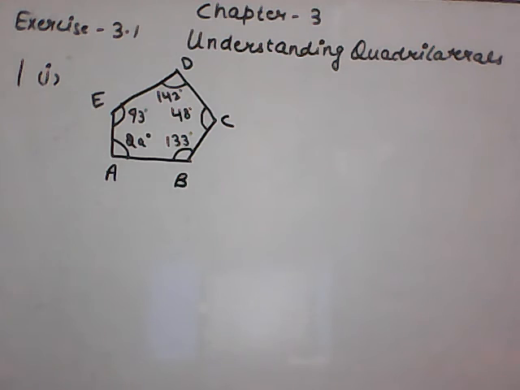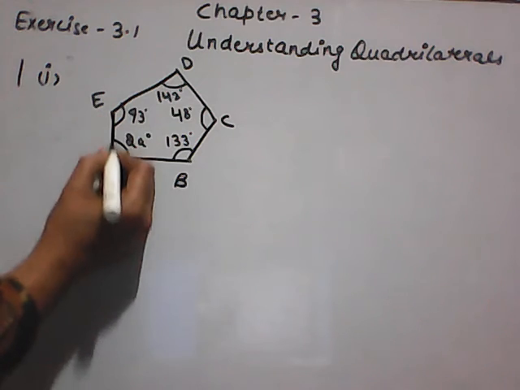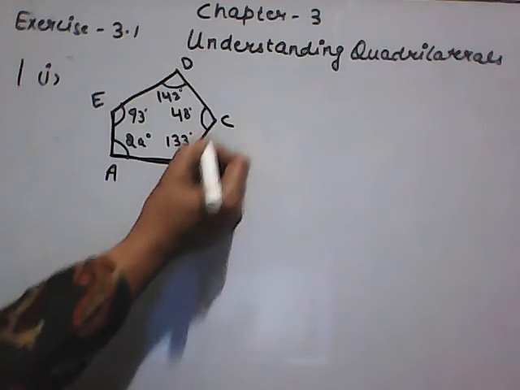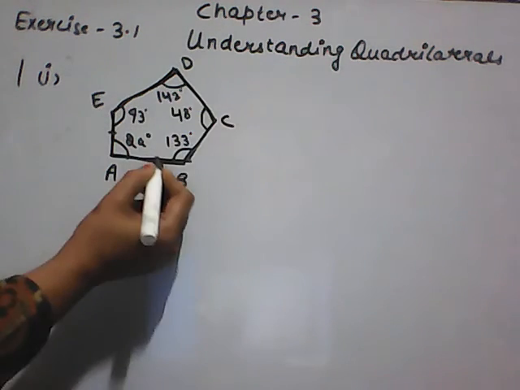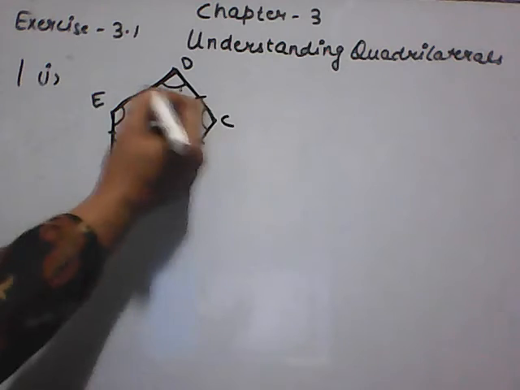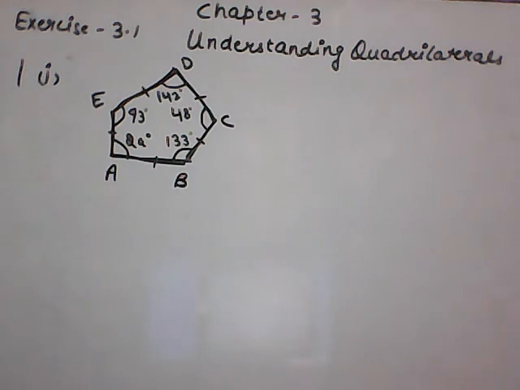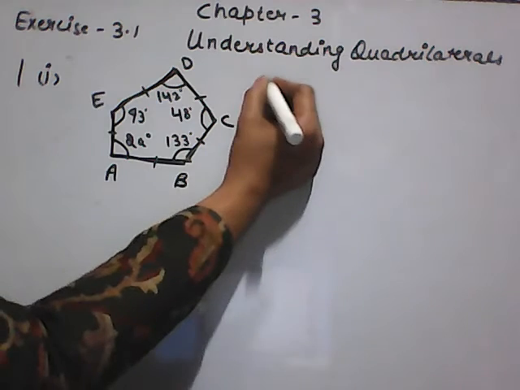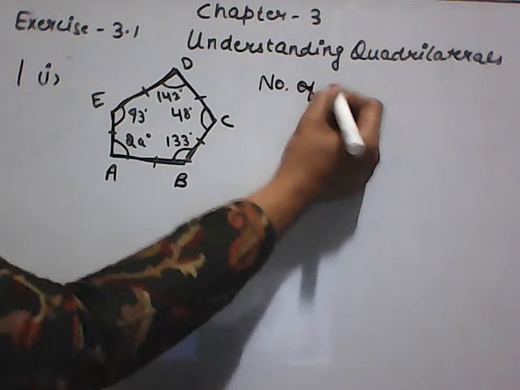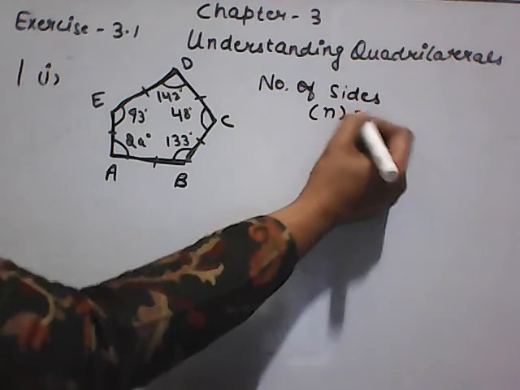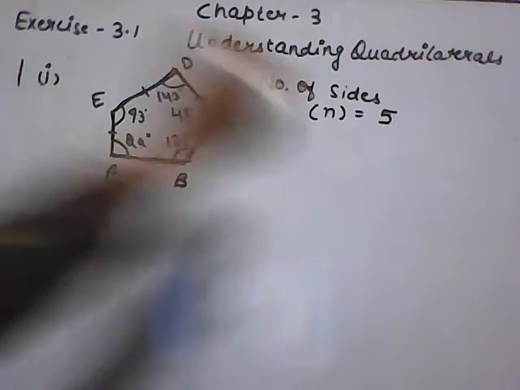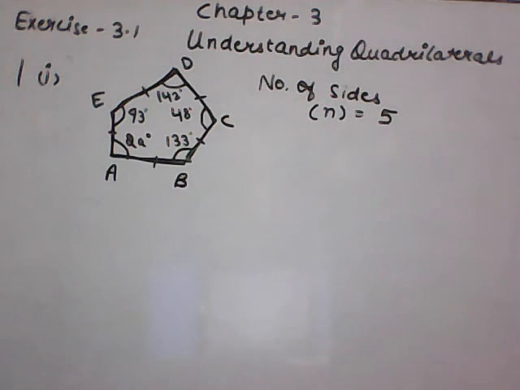Now, check this. This is a polygon as it is made up of straight lines. How many straight lines are there? 1, 2, 3, 4, 5. How many sides in this polygon? 5. So we can name this figure a pentagon. Here, let n be the number of sides, that is given to you as 5. Now you have to find the value of A.